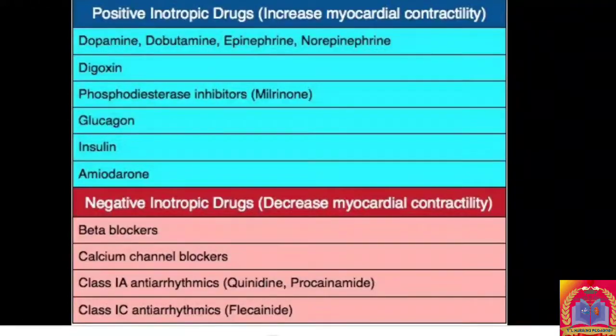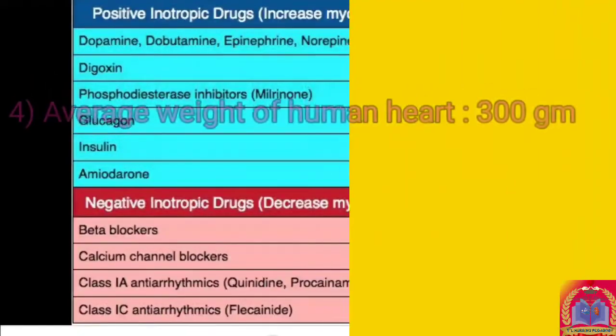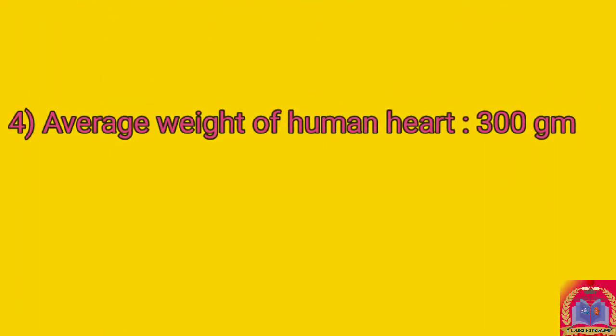Examples: dopamine, dobutamine, epinephrine, norepinephrine, digoxin, phosphodiesterase inhibitors, glucagon, insulin, amiodarone. And the negative inotropes, which are used for decreasing the myocardial contractility. Examples: beta blockers, calcium channel blockers, class 1A antiarrhythmics, class 1C antiarrhythmics. So move on to the next topic.